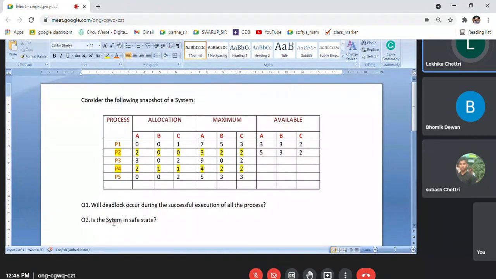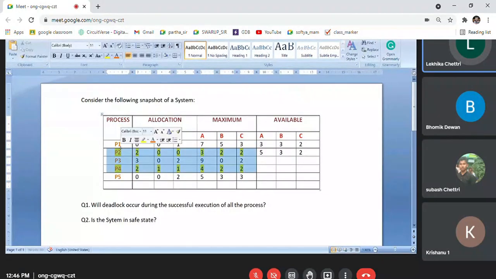Okay, so to find a safe state, you will have to find the sequence of execution, like P2, then P4, and then we'll have to find the next. So is your system in a safe state? We'll have to find that. Okay, the next question is, okay, so this is your Banker's algorithm, and this is the problem related to your Banker's algorithm.